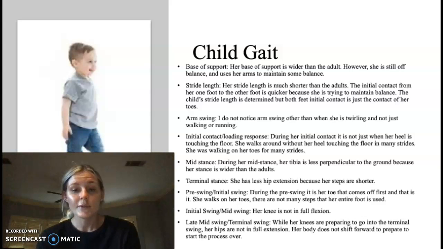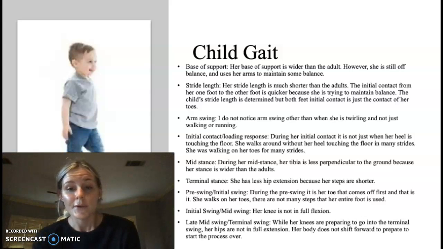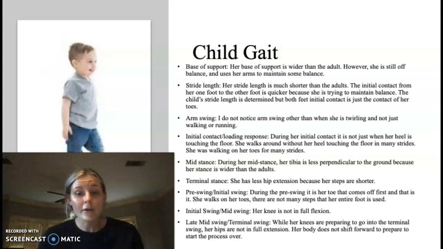For the initial swing to the mid-swing, her knee is not in full flexion. And then as far as her late mid-swing to the terminal swing, her knees are preparing to go into her terminal swing. Her hips are not in full extension, and her body does not shift forward to start the process over.